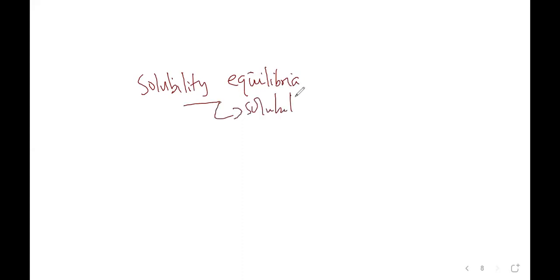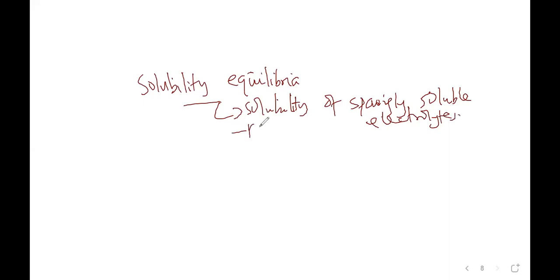Now in this next subtopic, we are still continuing with solubility equilibrium. And we are specifically looking at solubility of sparingly soluble salts, sparingly soluble electrolytes.